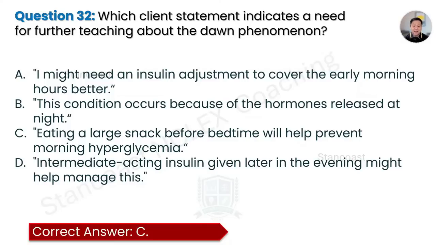And for letter B, hormonal changes such as increased growth hormone and cortisol secretion are the primary cause of the dawn phenomenon, making the statement accurate. And D, adjusting the timing or type of insulin is a common strategy to address this condition. That's why you have to eliminate option D as well.